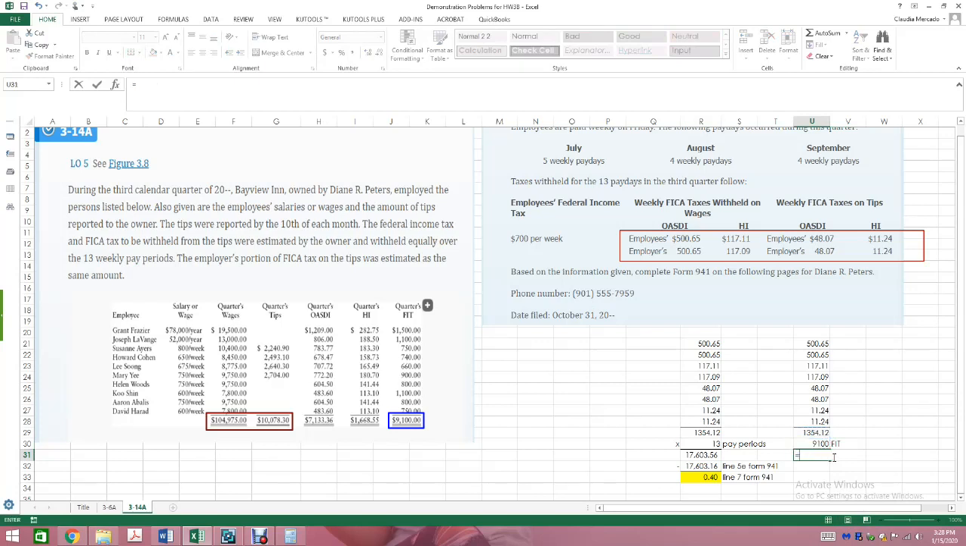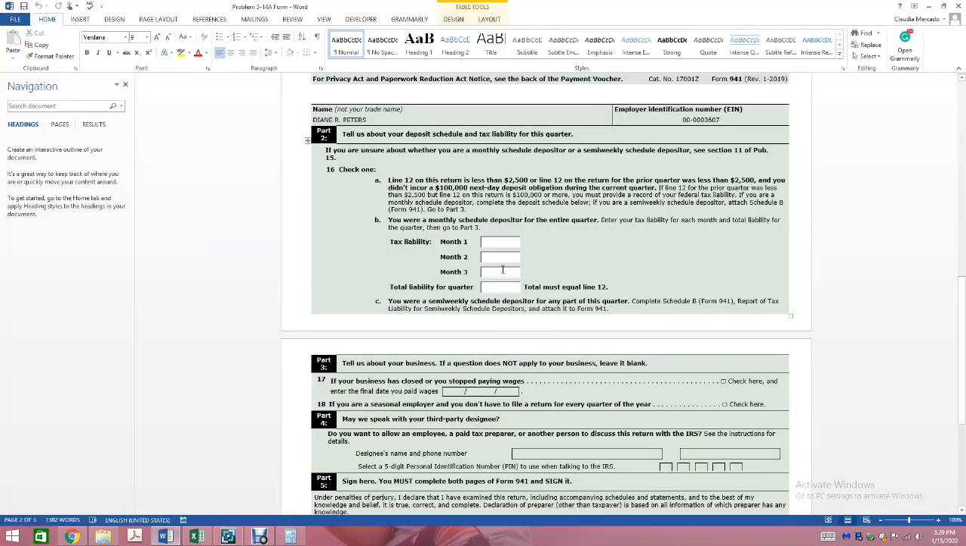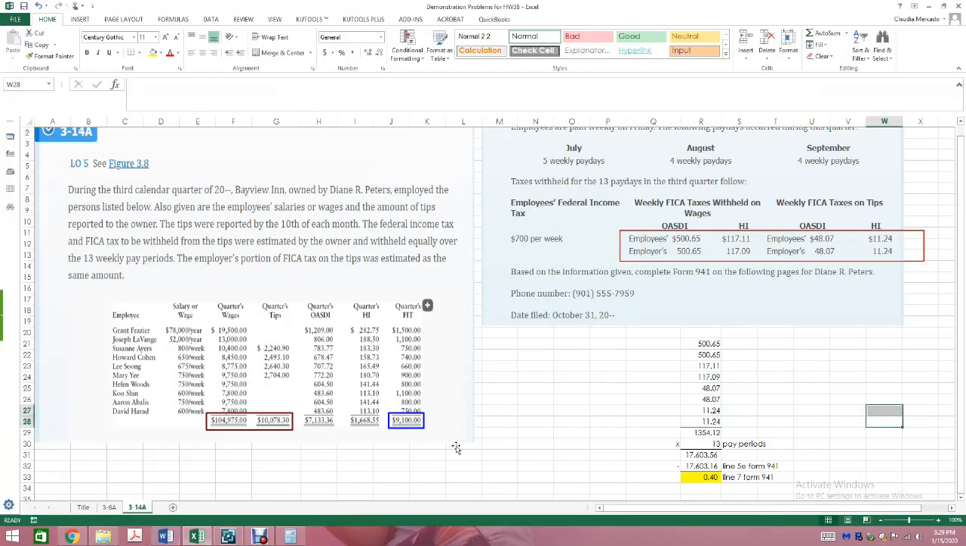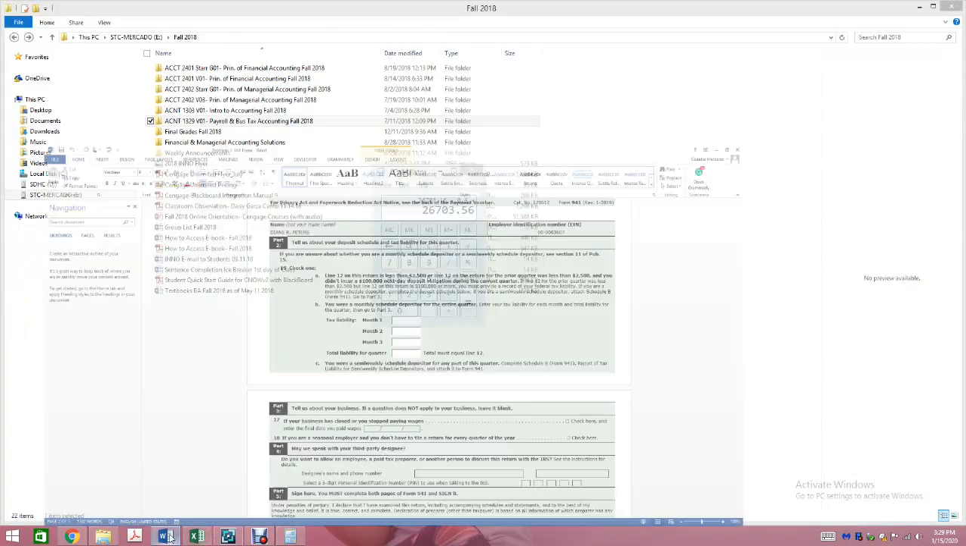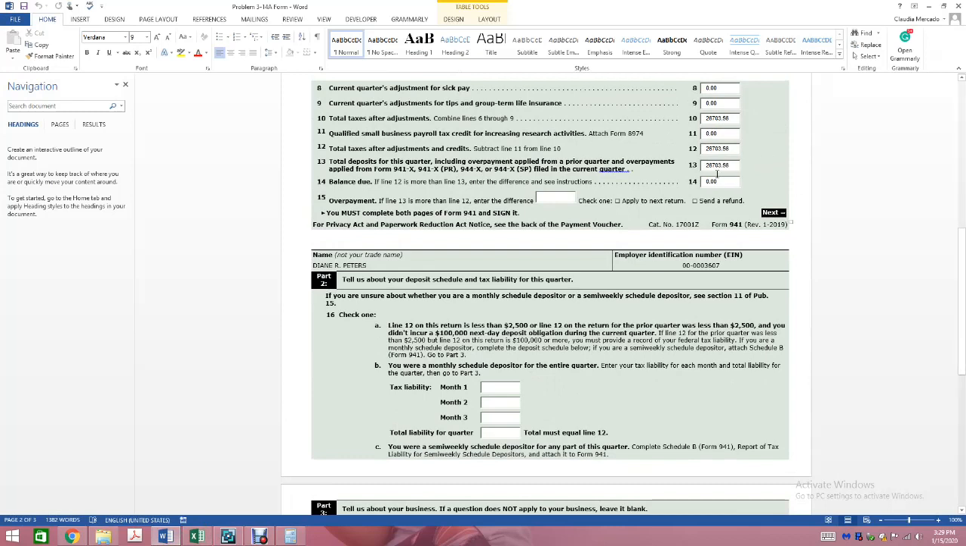Okay, now let me go back. Let me do it the long way so I can be more clear, because I don't want to confuse you. Let's do it the longer way. So now for the form, they're asking you to break down the amount. We know that we have to pay, where's my form? Right here. We have to pay $26,703.56 of taxes, right? We already know that.